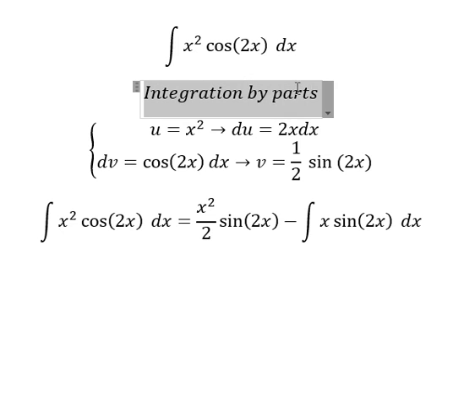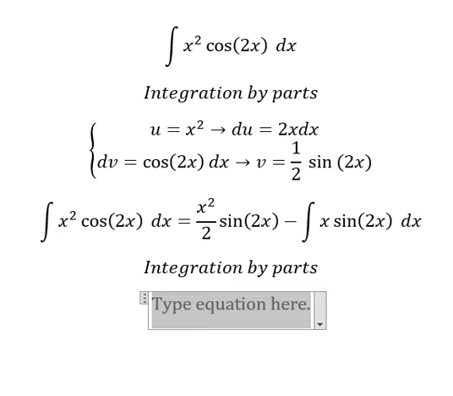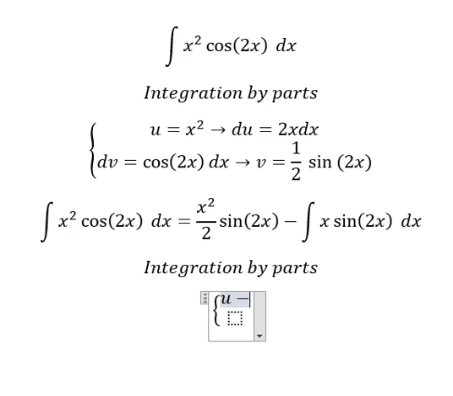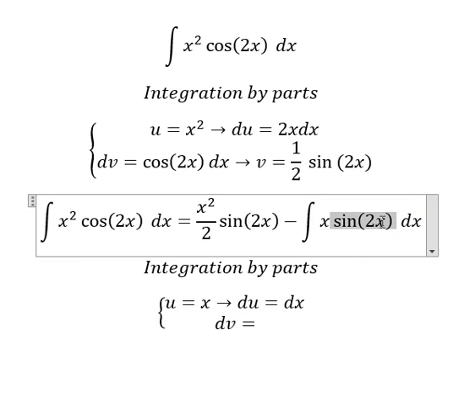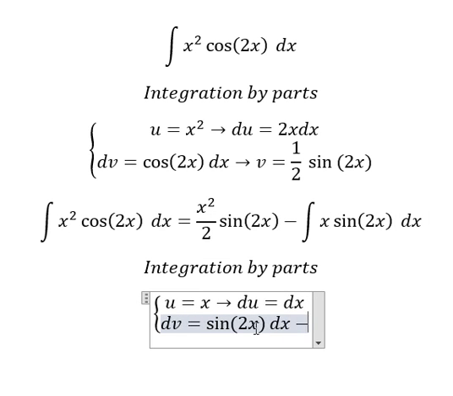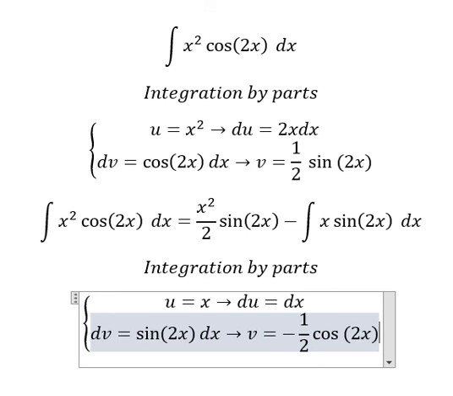Now we can use integration by parts again. And this one, that is u equals s. So we need to do first the derivative for both sides, and we have dv, that is sine 2s ds. The integration of this one, we have negative 1 over 2 cosine 2s.